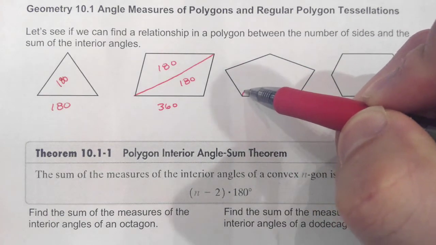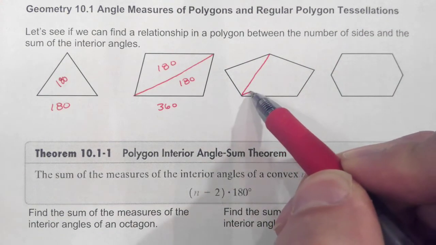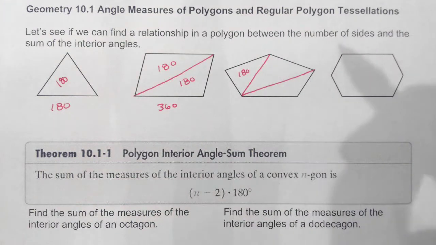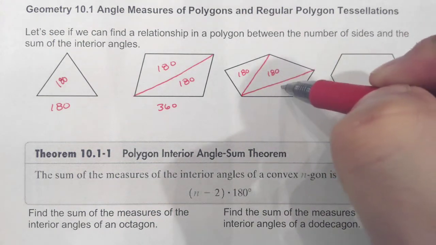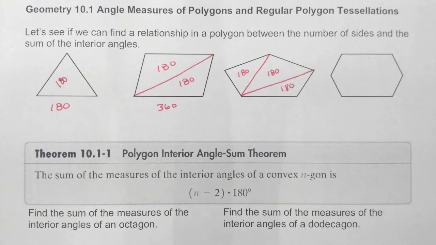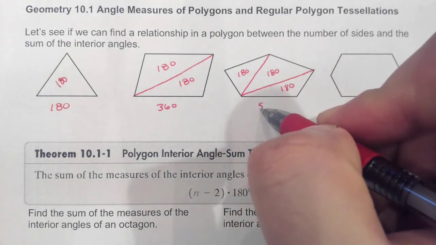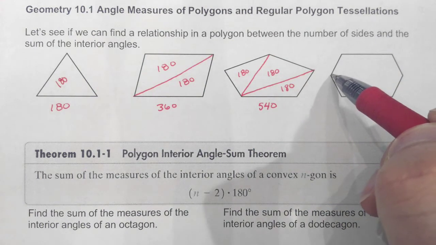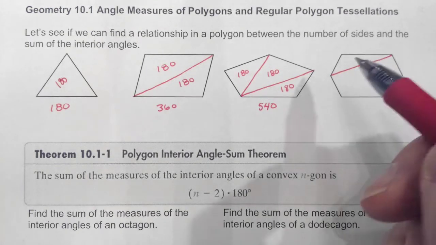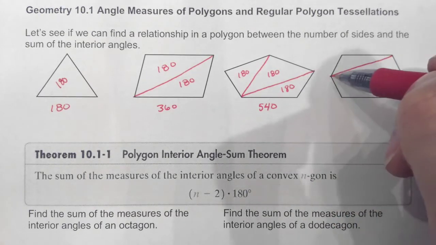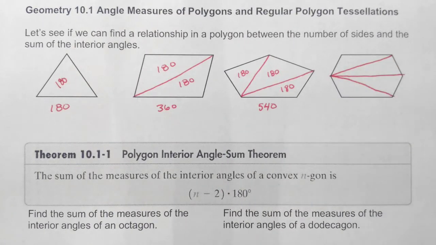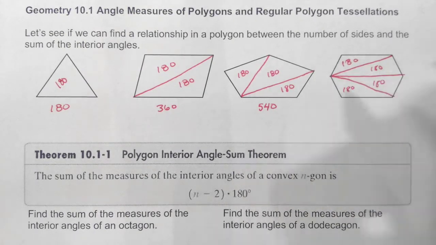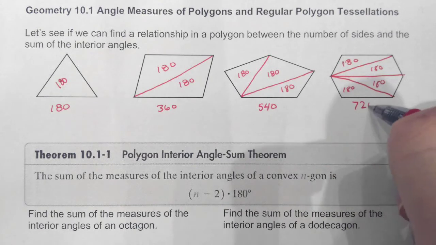So from a single vertex, you draw all the diagonals you can. And a five-sided figure would make three triangles. So this one has 180 degrees in that triangle, that triangle has 180 degrees, and the third triangle has 180 degrees. So if you put all of those together, you got 540 degrees. And then with a hexagon, a six-sided figure, again, you pick a vertex and you draw all the diagonals from that vertex. And you've got four triangles. And again, each triangle has 180 degrees. If you put all of those 180s together, you got 720.